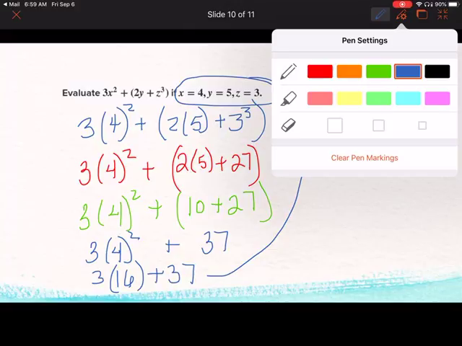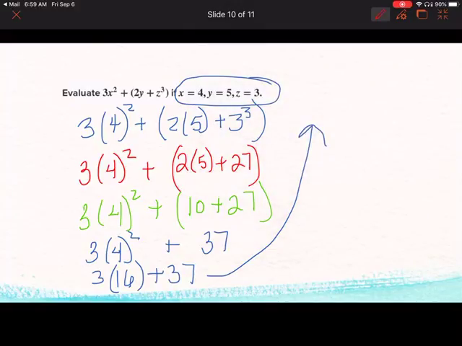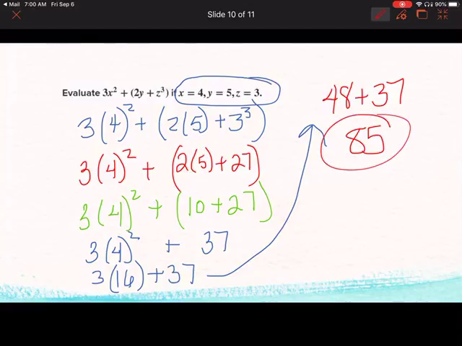I hate switching lanes like that, but I wrote too big. So now I just do the multiplication. So 3 times 16 is 48. And then I add 37. So 48 plus 37 is 85. And we are done.